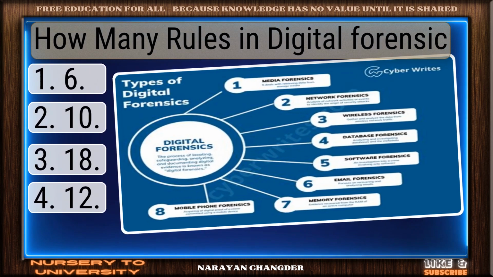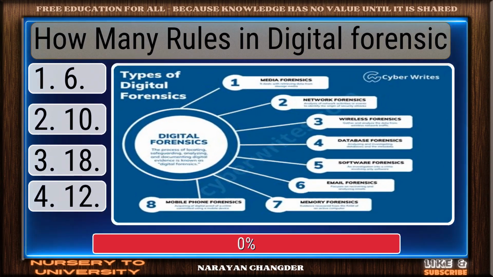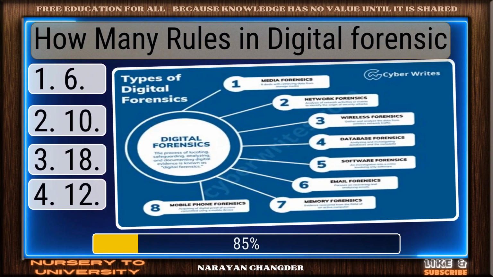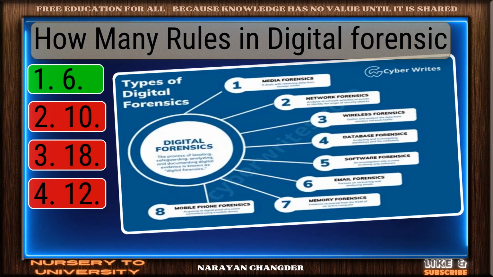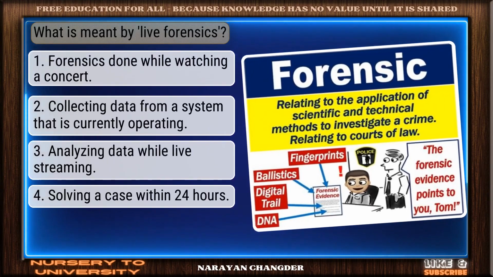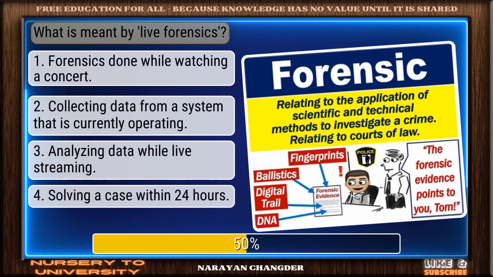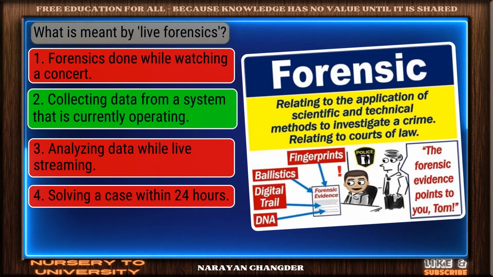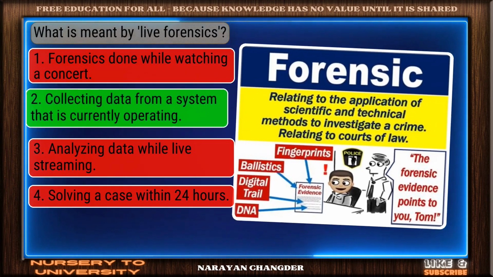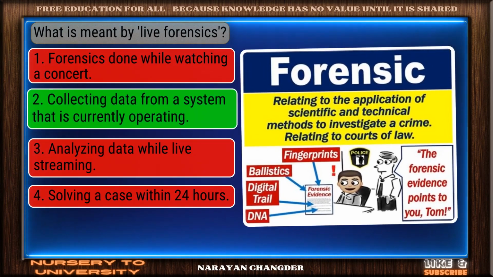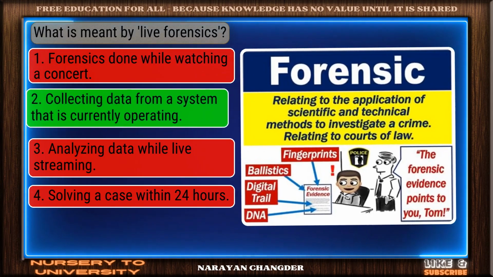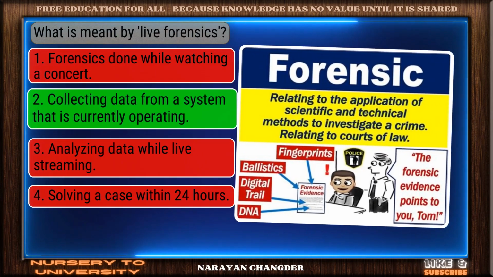Question number 70. How many rules in digital forensics? Valid point. 6 is true. Question number 71. What is meant by live forensics? Great thinking. Collecting data from a system that is currently operating is the right choice.